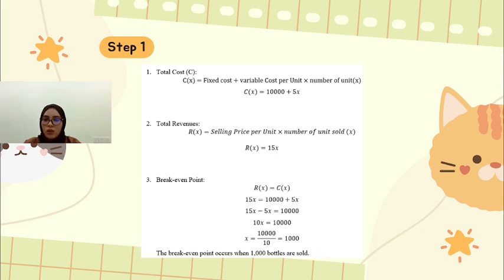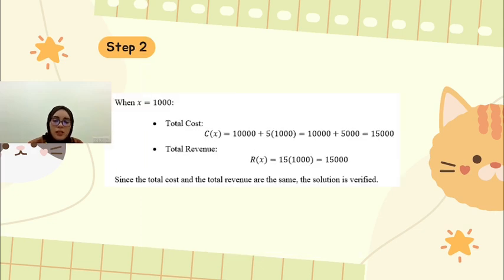Okay, so step 2, just in case. This is for verifying the solution to know whether it is correct or not. We already have x equal to 1,000, so you can just substitute it into the two equations, the total cost equation and the total revenue equation. As you can see, the total cost and the total revenue are the same. You will get 15,000. Since the total cost and the total revenue are the same, the solution is verified. So it's good.